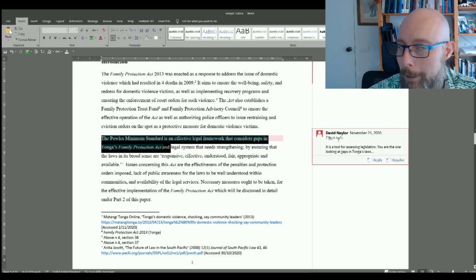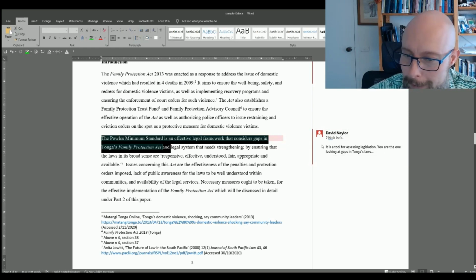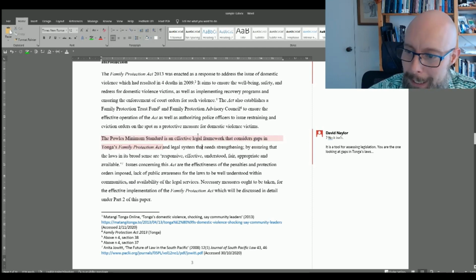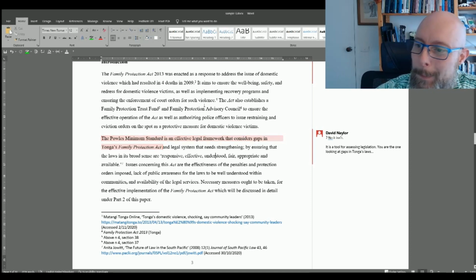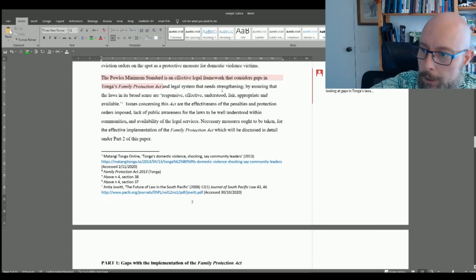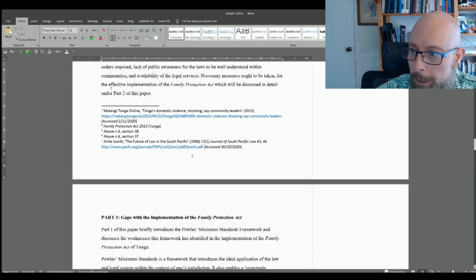I've corrected them here. It's not a framework for this. It's actually a tool for assessing it. It itself is not a legal framework, but that's okay. Ignore my mean comments. Pretty good introduction, right? We start with the Act, we talk about the standards, and we talk about what the paper's doing.